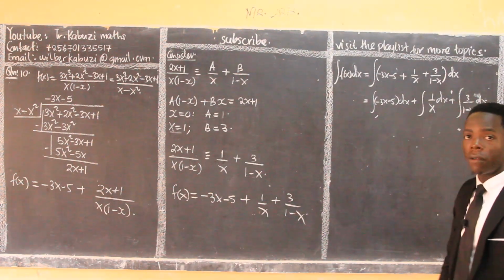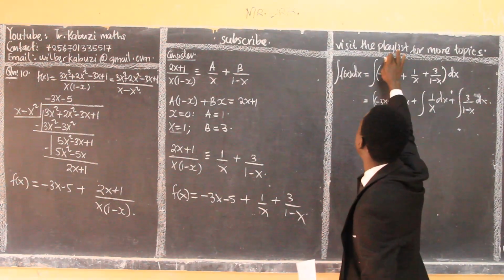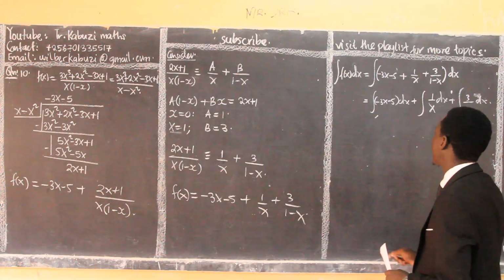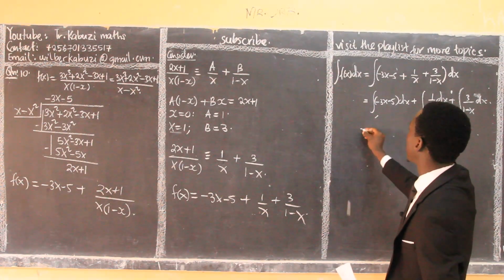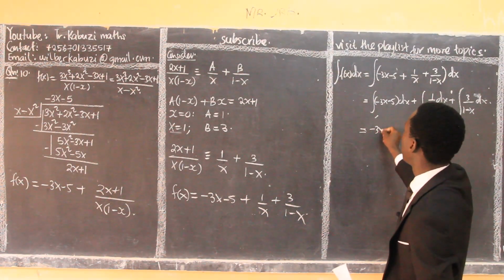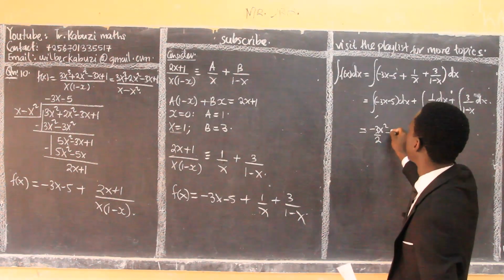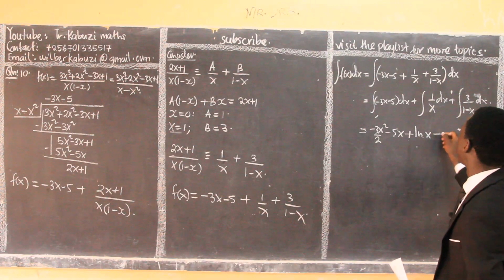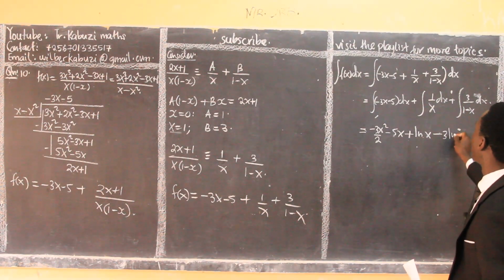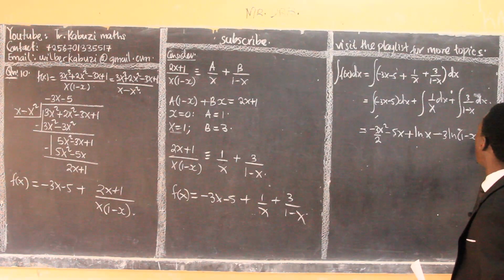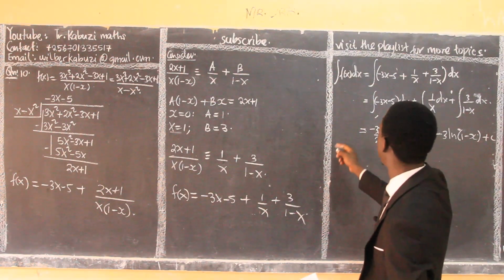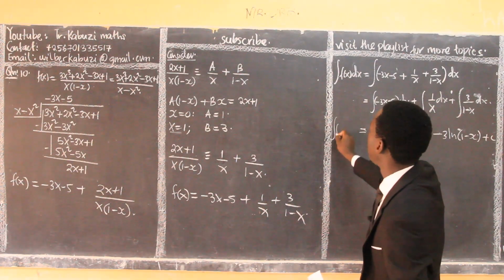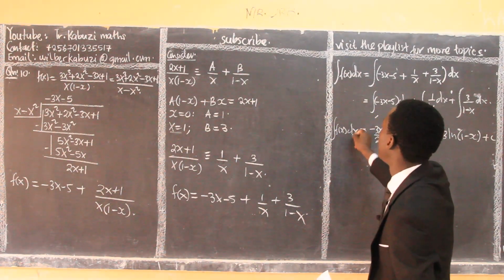If you want to see how to integrate these ones, you can tap the playlist, then you scroll down and you see integration there. You will see all these integrals there. So this is going to give us minus 3x squared over 2 minus 5x plus natural log of x minus 3 natural log of 1 minus x, of course, plus a constant of integration. So that's what we have in that case. So that is now our integral for f of x dx.